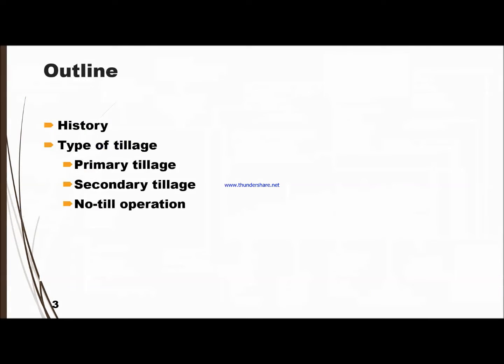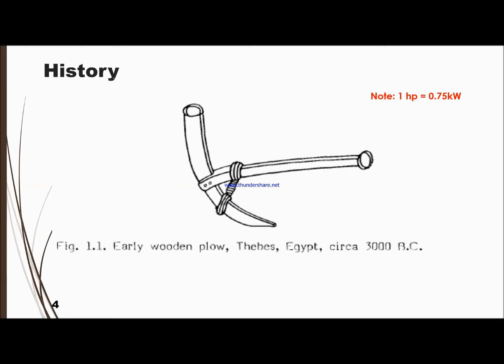Okay, so as the outline for this topic, I will cover a bit of history and the types of tillage. Normally we have categories of tillage: either primary tillage, secondary tillage, or another one we call no-till operation, which means no tillage operation for crop cultivation.